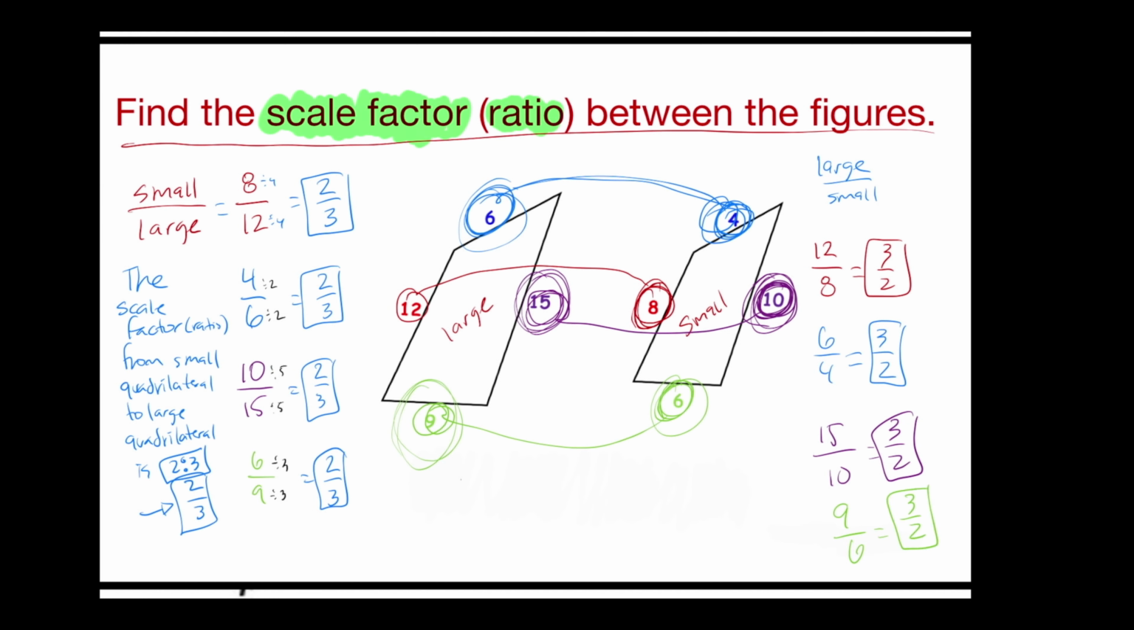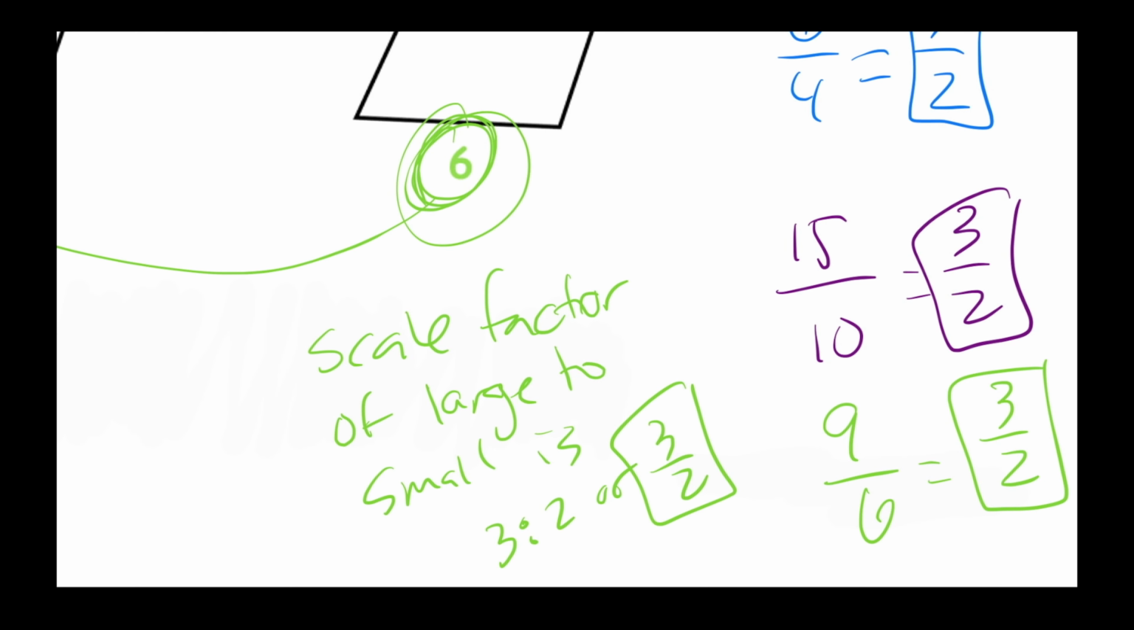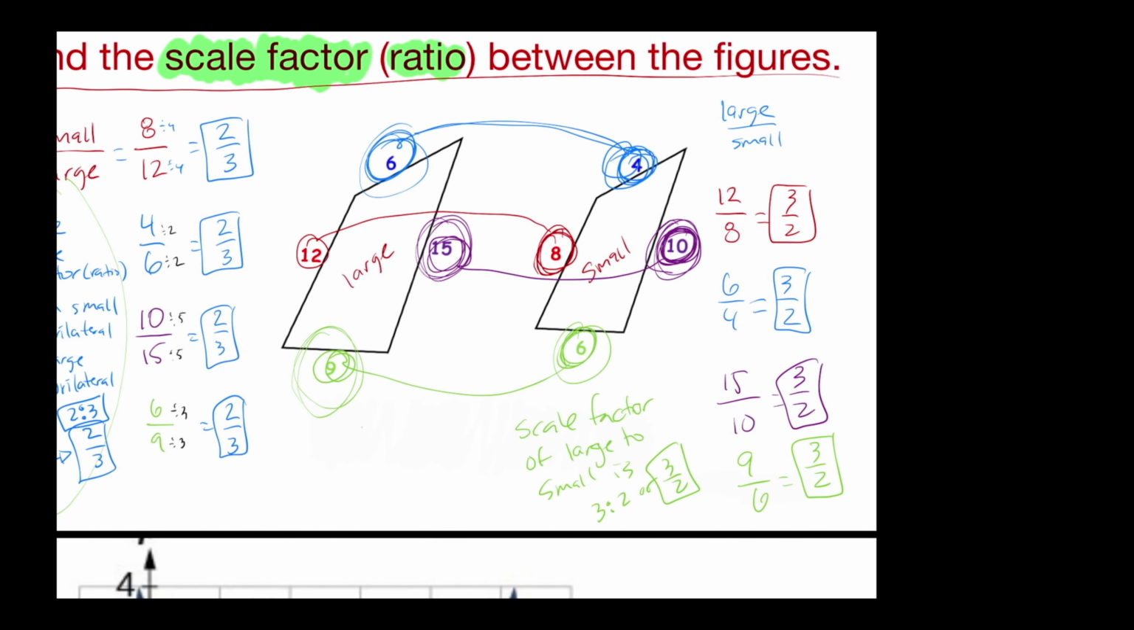So you can say the scale factor, right? We can say this whole sentence again, but we can just say the scale factor of large to small is 3 to 2 or 3/2, right? 3/2. And if you did the math, 3 divided by 2 is 1.5. So that's basically saying the large one is 1.5 times bigger than the small one.